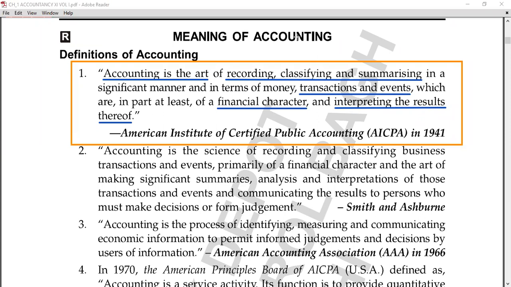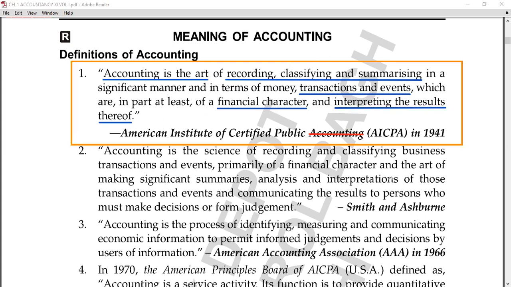Put a full stop and put this whole definition within inverted commas, because whenever we talk about a definition, a definition is always given by a certain author or a certain institution or some organization. Meaning can be in our own language, but a definition is always given by a certain authority. So you can mention that this definition has been given by the American Institute of Certified Public Accountants. यहाँ पे आप थोड़ा सा करेक्शन करके लिखेंगे. It is the American Institute of Certified Public Accountants.